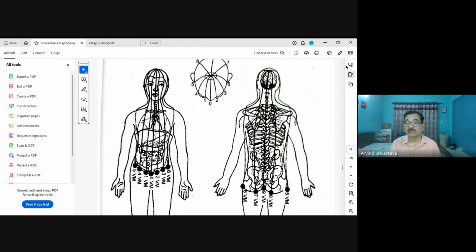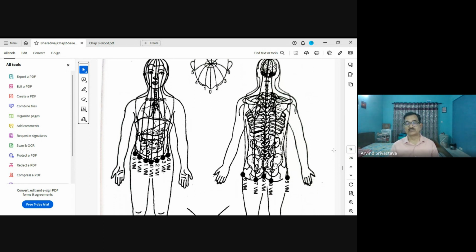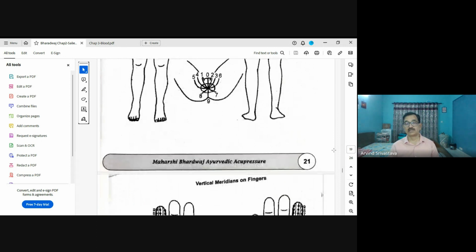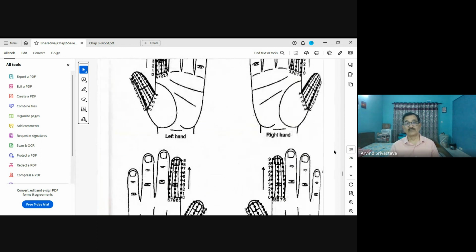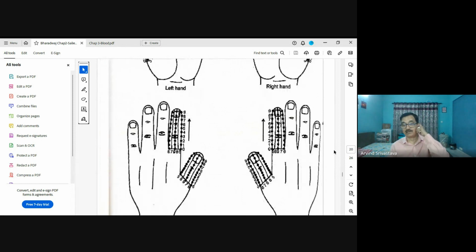On this basis we can make a treatment or make a protocol. This is the vertical meridian. These were identified.